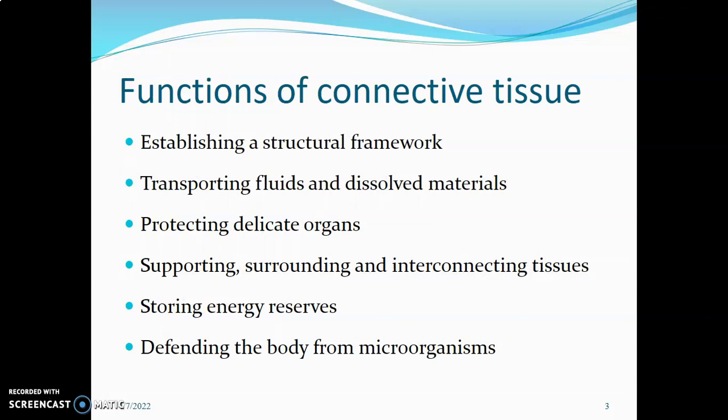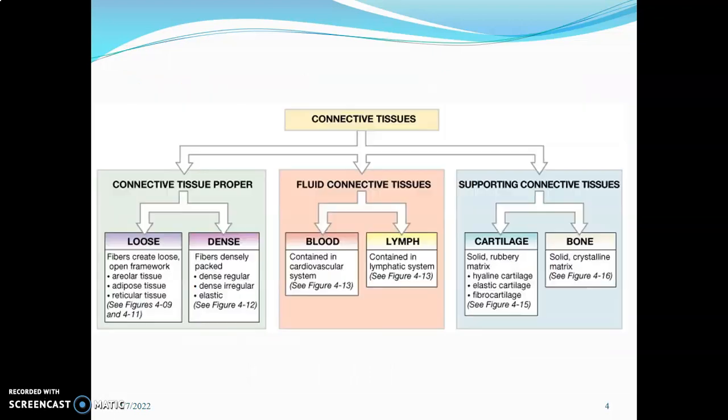What are the functions of connective tissue? They help to establish a structural framework, like the body framework, transport fluids and dissolved materials like blood, protect delicate organs, the way you have fat around organs such as the heart and the viscera in the abdomen, support surrounding and interconnecting tissues such as fascia, store energy reserves like in fat, and defend the body from microorganisms, the immune cells in blood.